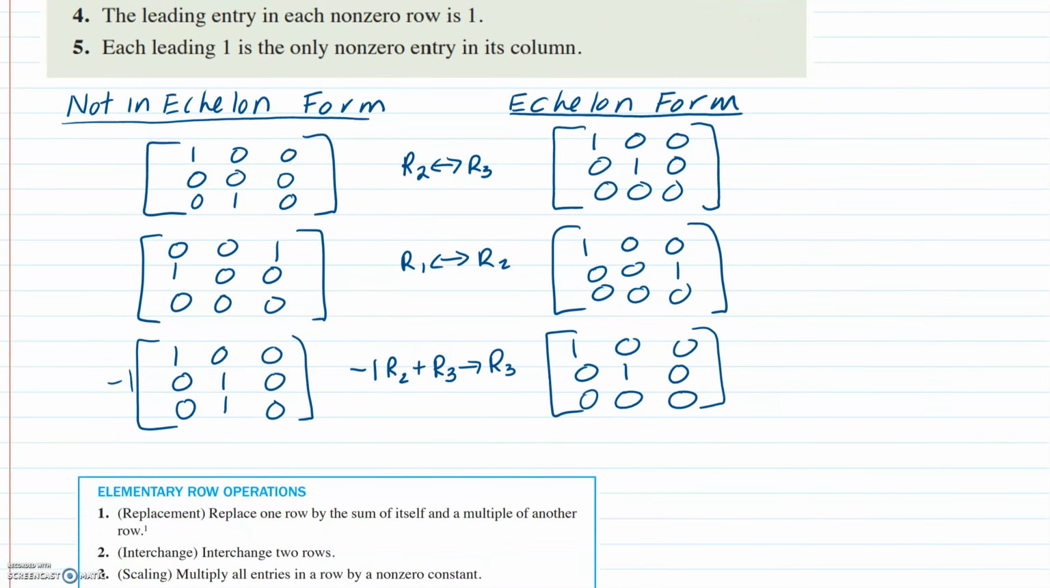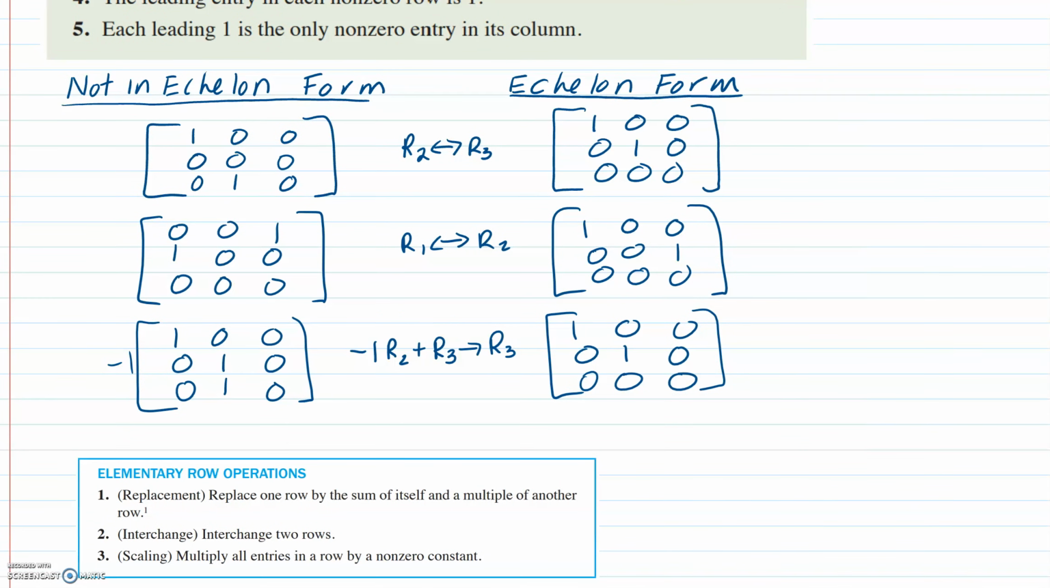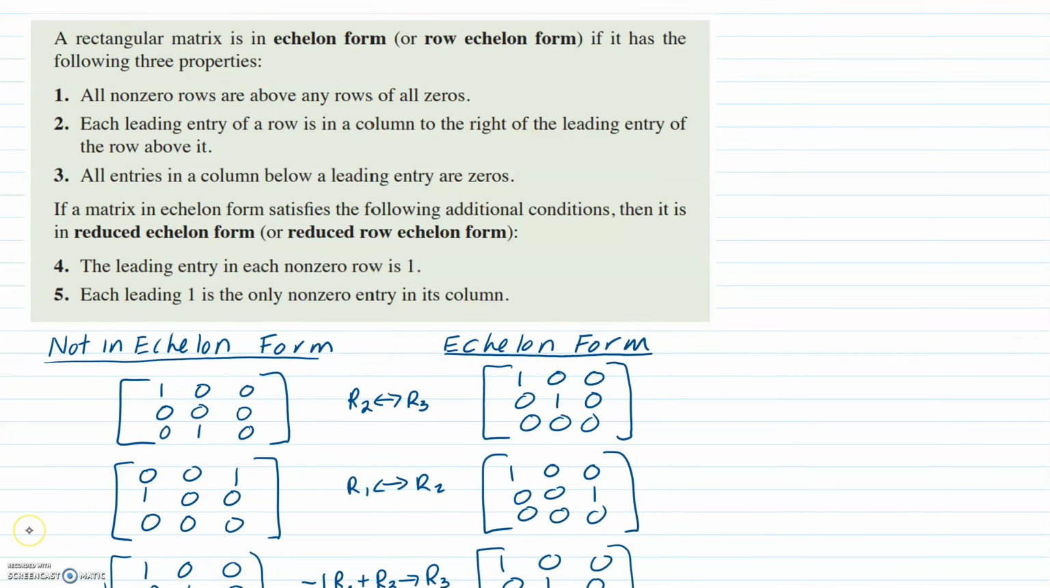And remember, the three things that we can do to get things in echelon form from the last section to row reduce: this is the last one we just did, replace one row by the sum of itself and a multiple of another row. We can also interchange two rows. And we haven't done this last one yet, but we can multiply all entries in a row by a non-zero constant. So that is echelon form.